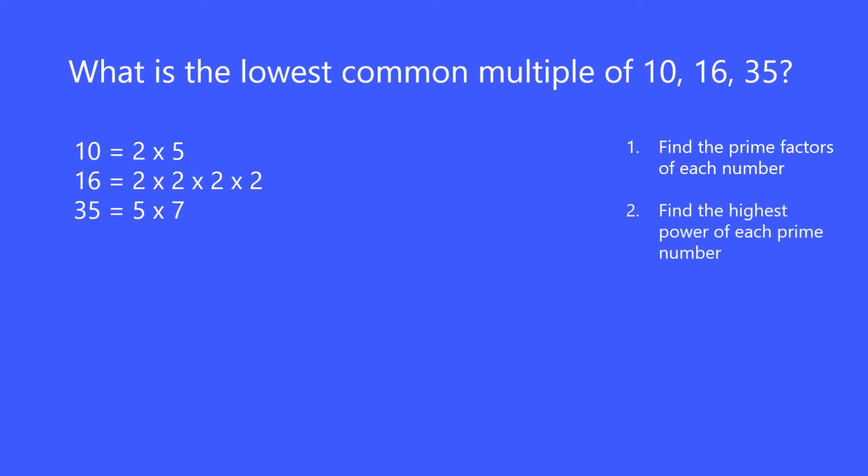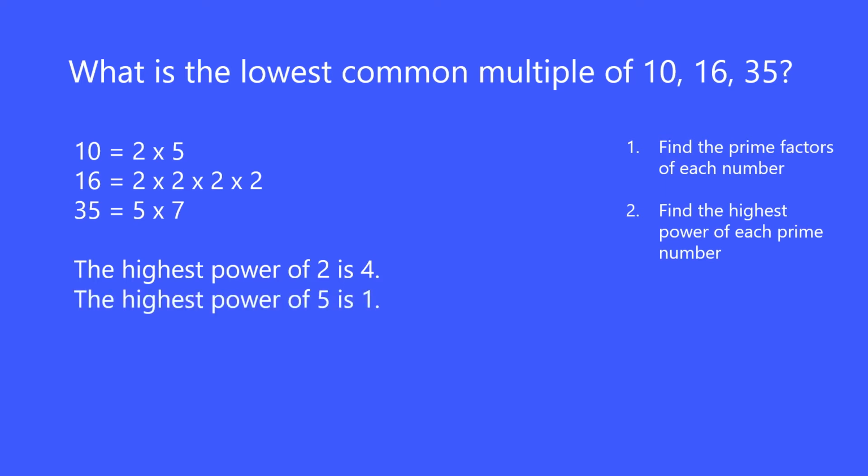Second, we find the highest power of each prime factor. Let's look at the prime factor 2. 2 is a factor in both 10 and 16, but it appears 4 times in 16, so the highest power of 2 is 4. Next, we look at the prime factor 5. 5 is a factor in 10 and 35, and it appears once in both numbers, so the highest power of 5 is 1. Lastly, we look at the prime factor 7. 7 is a factor in only 35, and it appears only once, so the highest power of 7 is 1.